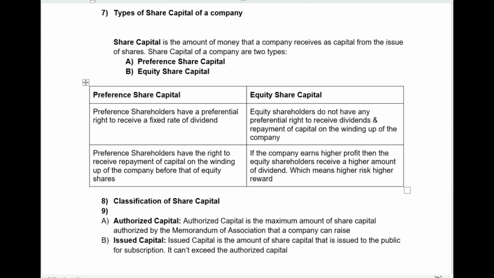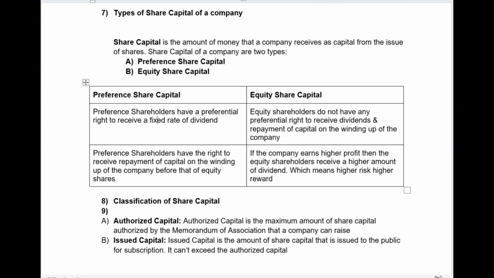to the preference shareholders. For example, a company issued 9% preference shares. That indicates the preference shareholders will receive a fixed 9% dividend every year from the company. Irrespective of whether the company earns profit or loss, the preference shareholders receive their fixed rate of dividend every year. Moreover, the preference shareholders also have the right to repayment of capital at the time of winding up of the company before that of equity share capital.